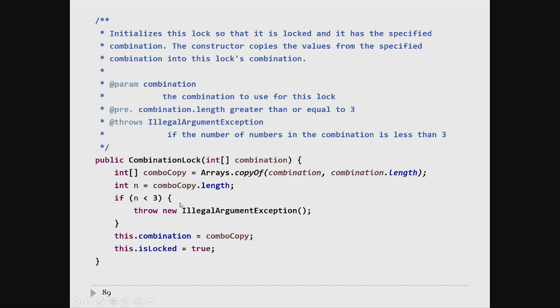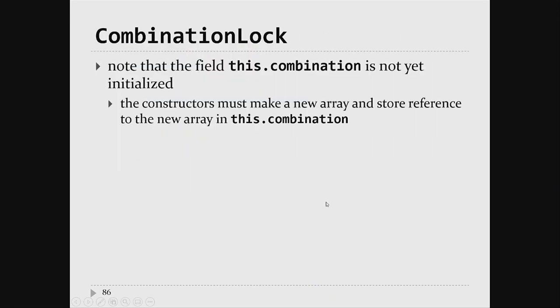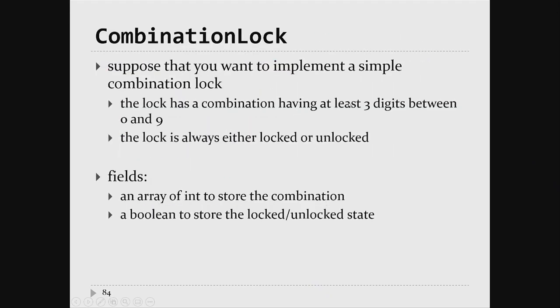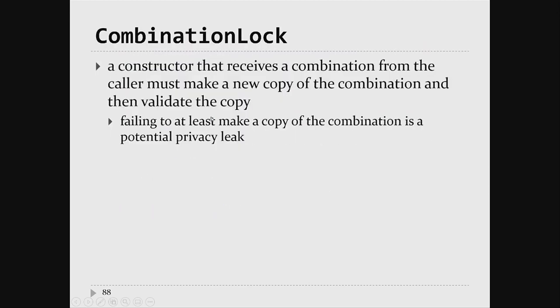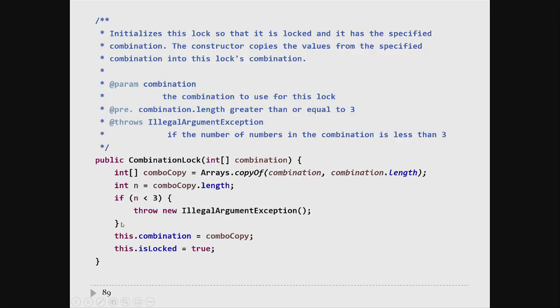The other thing you really should do here is check that the digits are between 0 and 9. You don't need a loop, but you should check if the three values are between 0 and 9. If they're not, you should throw an exception. Only after I make the copy and check the copy can I set the combination equal to the copy. Whatever you do, don't write combination equals combination, because now you don't have a new array. Instead, the combination lock's array points to the incoming array.